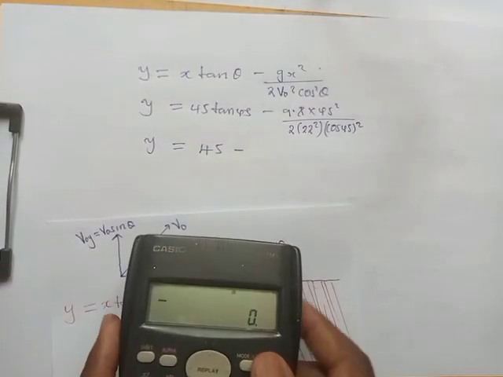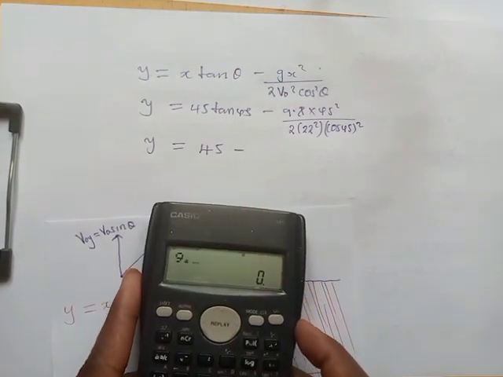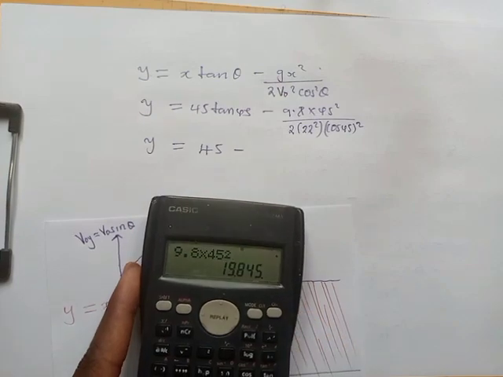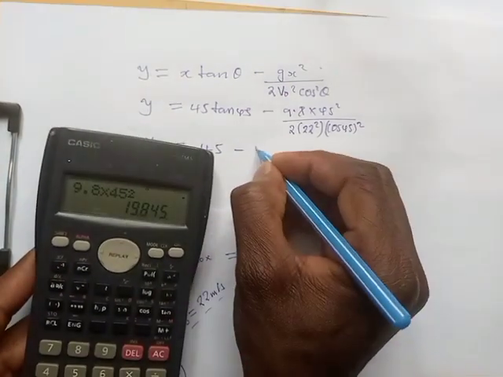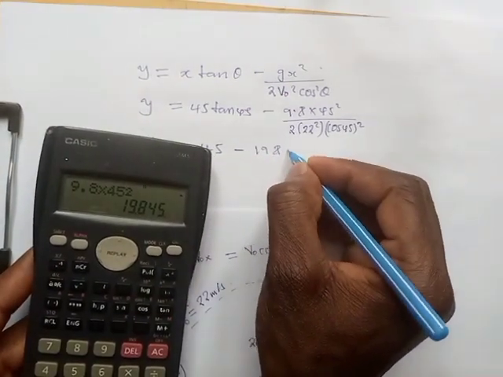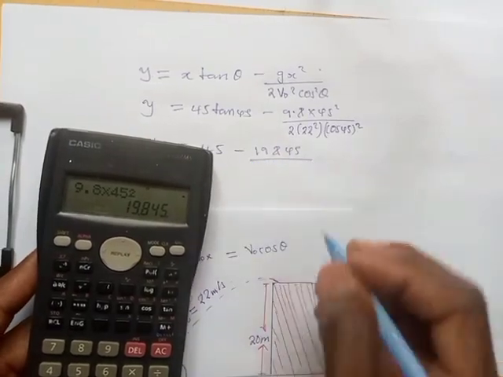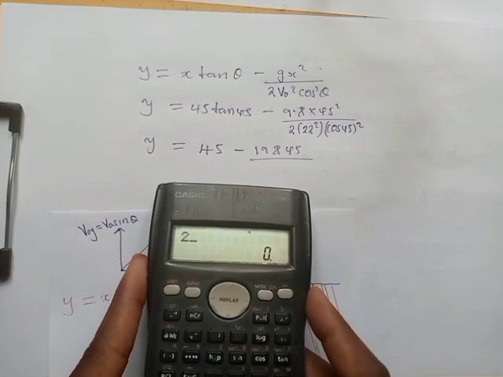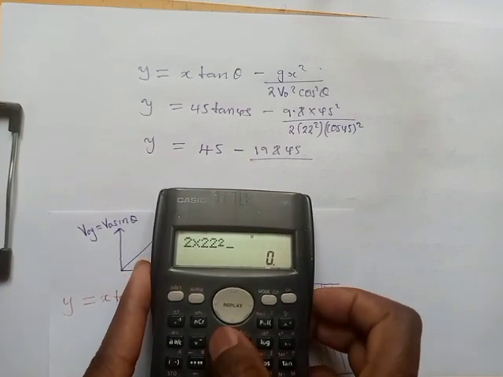Okay, for this one, I can punch it on the calculator. I'll say 9.8 multiplied by 45 square. What answer are we getting? On top, we are getting 19,845. So divide this by, down here, what answer are you going to get if you say 2 multiplied by 22 square?